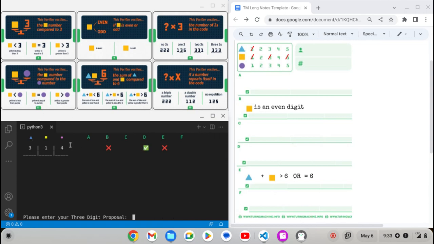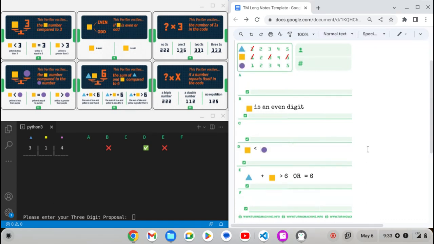So again, I'm going to look at my proposal, and since D is comparing the middle and the last digit, it is true that square is less than circle, since 1 is less than 4, and the Turing machine said that is correct. I know square is less than circle. So let me go ahead and do that. And that was for criteria D. So I'm going to go in my notes here and say square is less than circle.